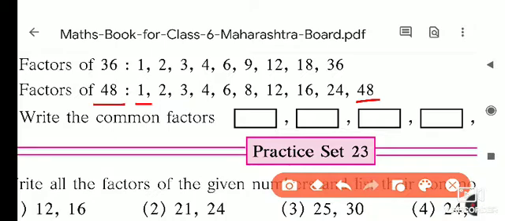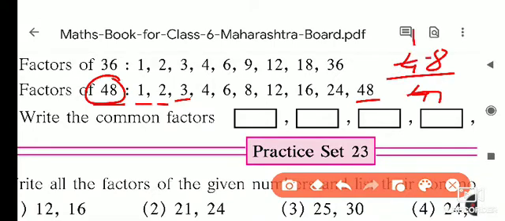Now apply the divisibility test of 2 here. In the unit place there is 8, so the number is divisible by 2. 8 plus 4 is 12, and 3 4s are 12, so this number is also divisible by 3. When you divide 48 by 4, 4 ones are 4 and 4 twos are 8, so 12 is the answer. So 4 is also a factor of 48.